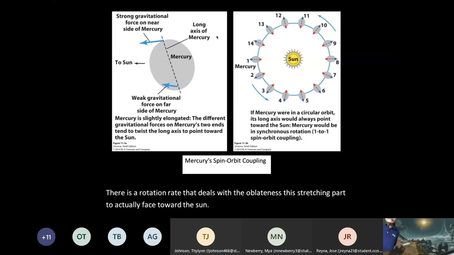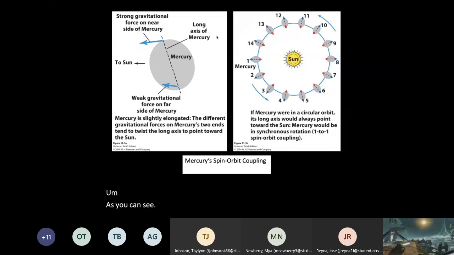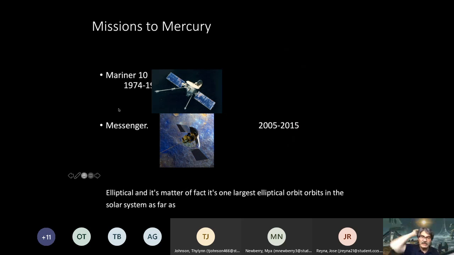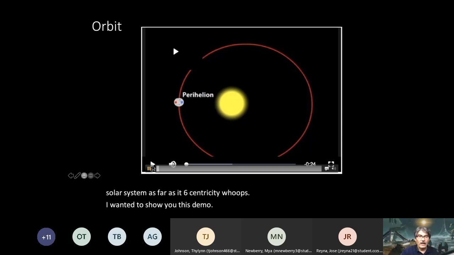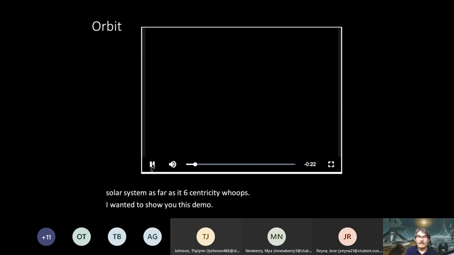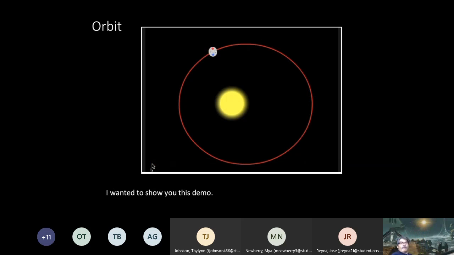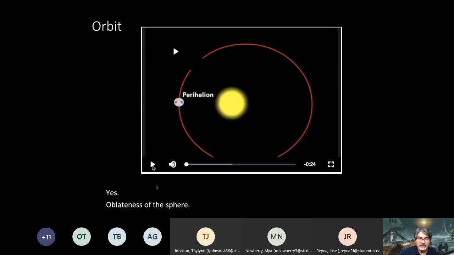Okay, so as you can see, the orbit is not circular, but rather elliptical. As a matter of fact, it's one of the largest elliptical orbits in the solar system as far as its eccentricity. Whoops, I wanted to show you this demo. So what you're seeing is the rotation rate being affected by the oblateness of the sphere. That's why this thing is taking so long.